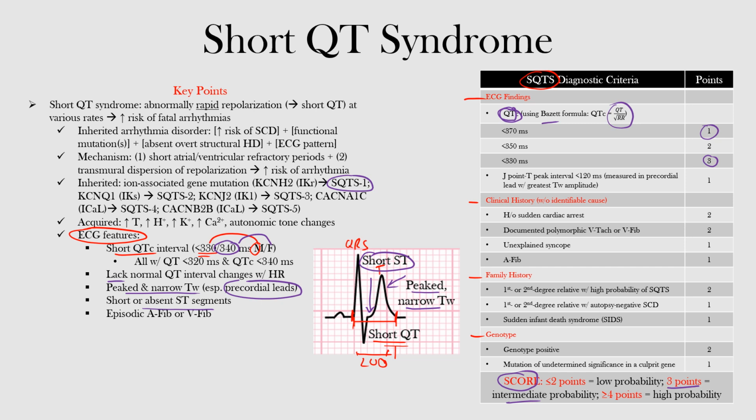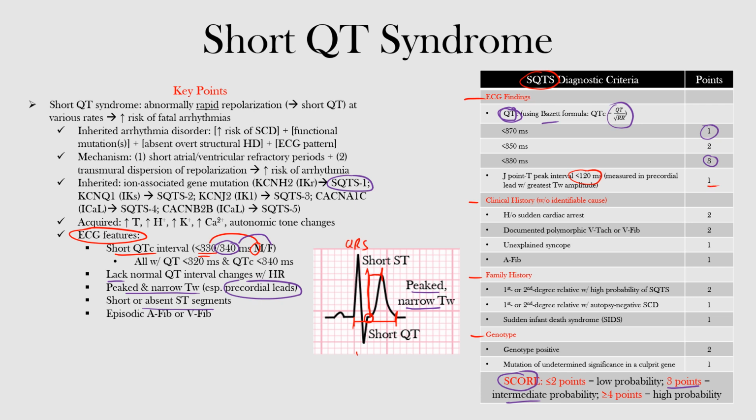Another thing to look at is the J point T peak interval, okay? And this you want to be less than 120 milliseconds. And you want to measure this in the precordial lead with the greatest T wave amplitude, okay? So what you're doing here is taking the J point. So let me just erase this here so you can see the J point is at the end of our QRS complex and marks the beginning of the ST segment. So imagine this is our J point here, and we're looking at the duration from that point to the peak of our T wave, okay? And if it's less than 120 milliseconds, which is 3 small boxes, you get 1 point for that, okay?